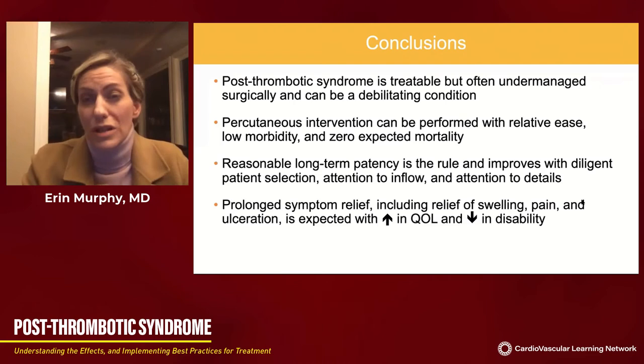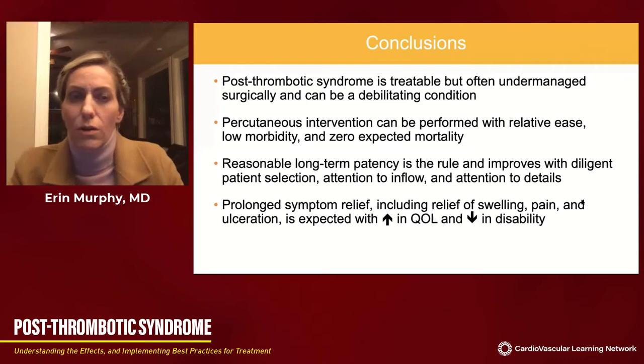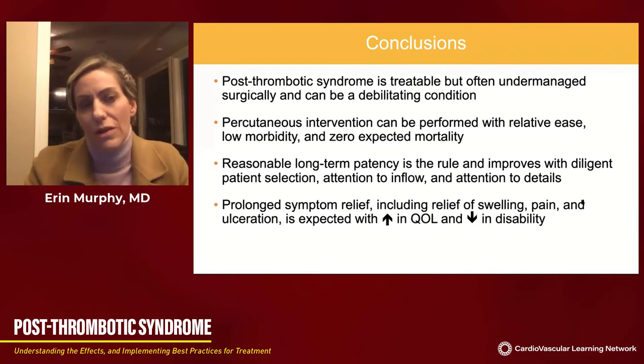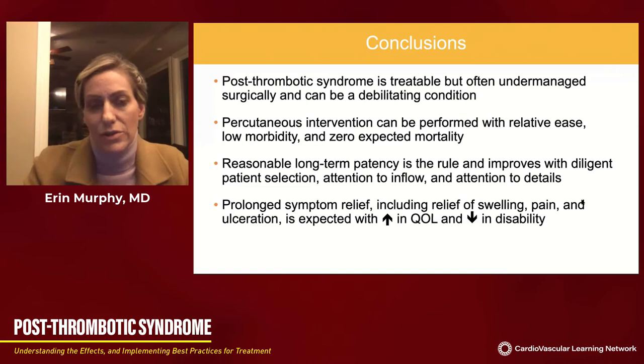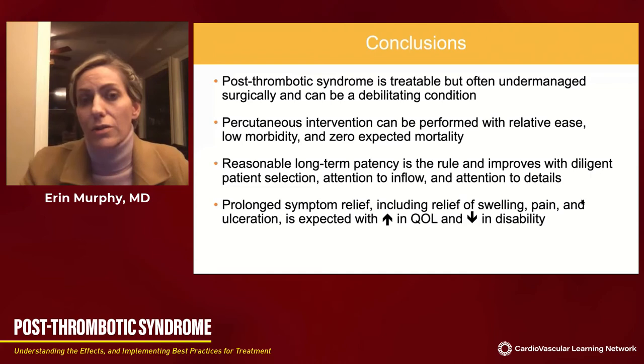It can be managed surgically, but currently I think it is undermanaged surgically because we don't get the referrals for all of these patients. They don't all know we can do something for them. Percutaneous intervention is relatively straightforward as long as we pay attention to the details: low morbidity, zero expected mortality. Reasonable patency is the rule, and patients really do quite a bit better. And as Paul said earlier, the quality of life is dramatically decreased in these patients, and it really can be improved. All of the new stent trials are showing that data as well. The quality of life is really dramatically better.